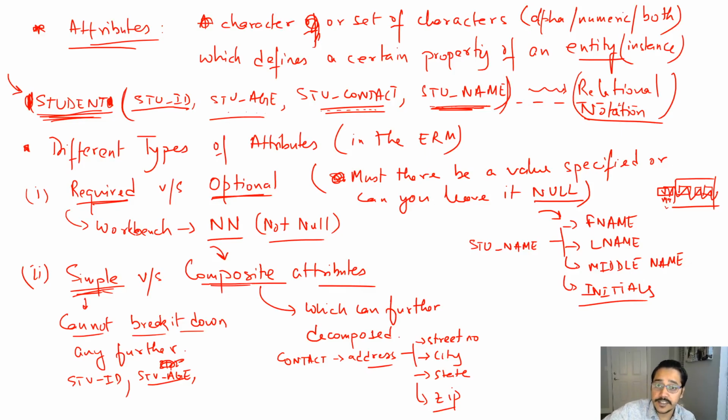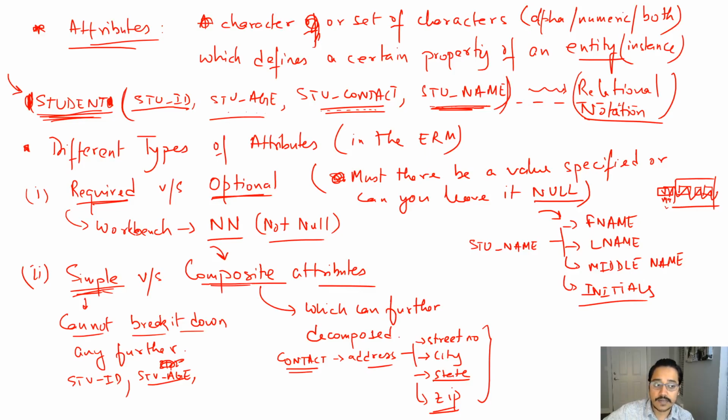So what that means is that if you're going to have database queries that will require you to identify or extract data records or data rows based on, let's say, solely the state or solely the zip code, then you should not have contact as a composite attribute. You need to break it down such that it simplifies the process of writing your SQL queries.